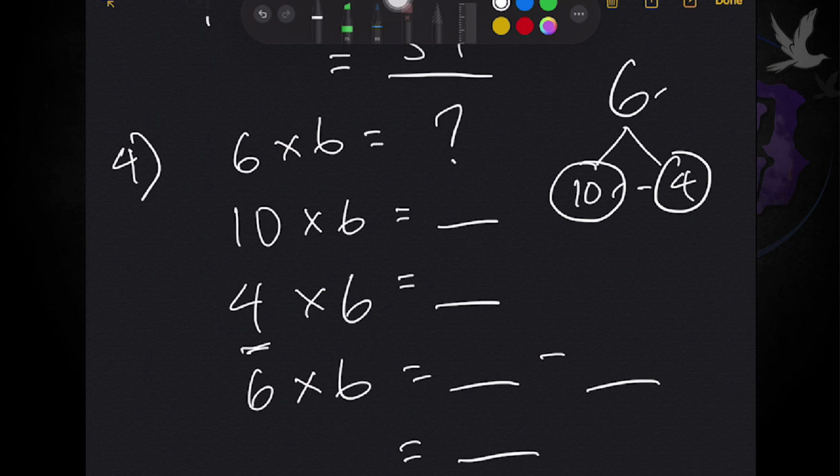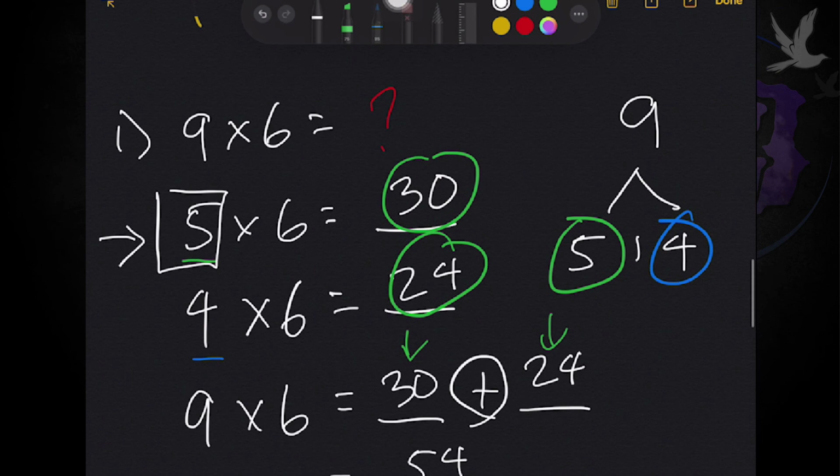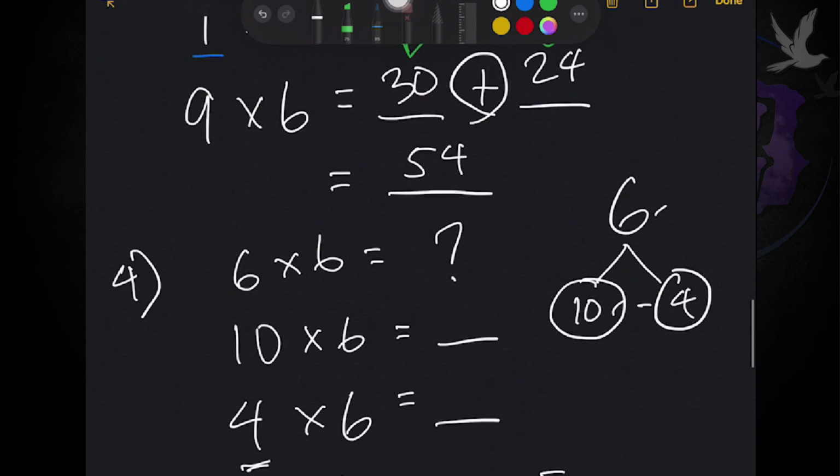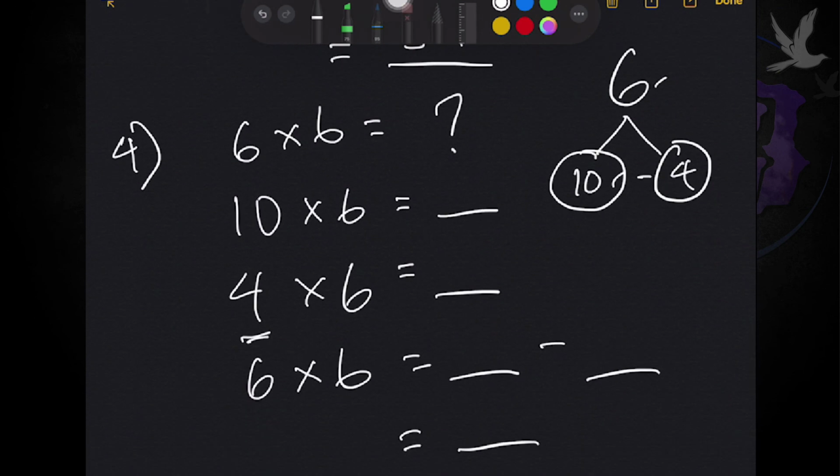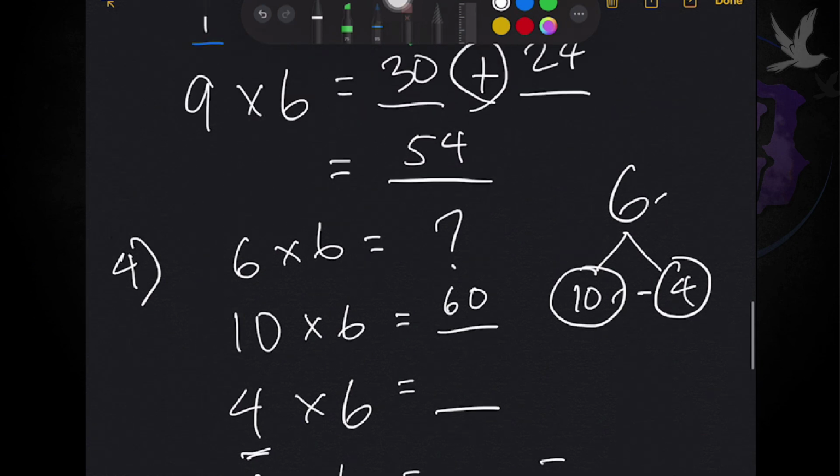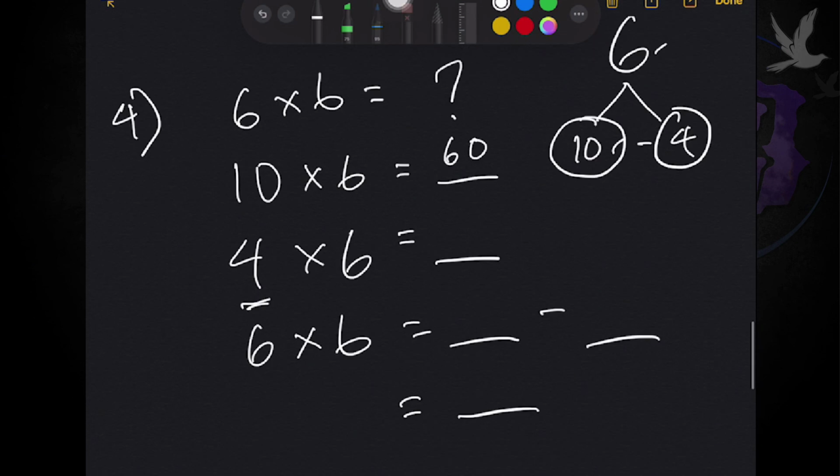Okay? So, it's 10 minus 4. That's the process earlier. Earlier above it was plus: 5 plus 4, here it is 10 minus 4. That's just the logic there. Okay, so assuming that you do not know 6 times 6, but you know what 10 times 6 is, 10 times 6 will give you 60. And you also know what 4 times 6 is, same as earlier. 4 times 6, we have 24.